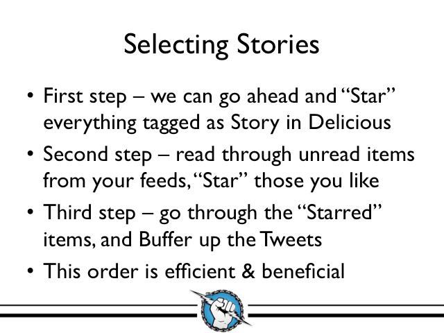The second step I'm going to do, and this is something that you will do as sort of your ongoing activity here, is read through the unread items from all of your feeds and star the ones that you like. The third step then is to go through the starred items that we have and actually set up the tweets and put them into Buffer. This order is very efficient, and it's also very beneficial, because by going through the unread items and starring them and then going through the stories that we have and starring those, and then and only then going through and actually tweeting up the stories that we've added a star to, that sort of randomizes the order.